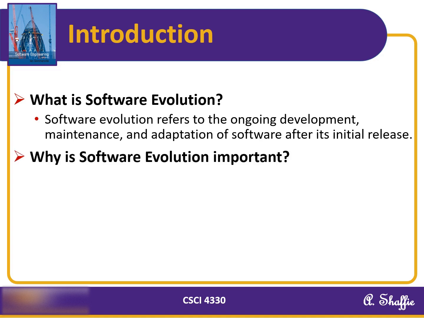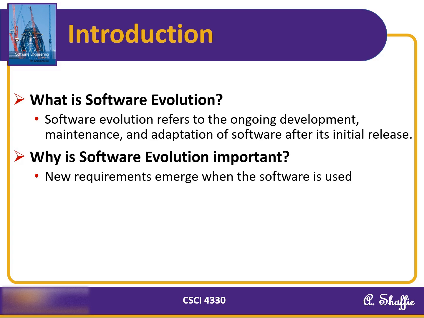Now, why is software evolution so important? In general, this process is critical because software needs to be continually updated and improved to meet changing user requirements, adapt to new technology, and fix bugs or security issues. So we have here first, new requirements emerge as the software is used in real-world scenarios. This may include new features or functionalities that users request.